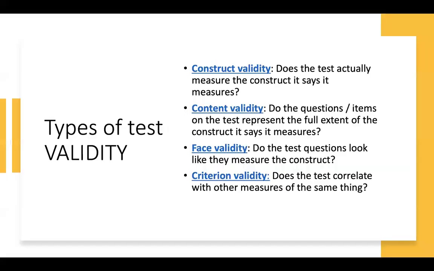So there are 4 ways in which you can make sure that your measurement is valid. So we talked about reliability. It should measure the same thing each time. But we also want to talk about validity. It should measure the truth. And there are 4 ways to look at test validity: construct validity, content validity, face validity, and criterion validity.